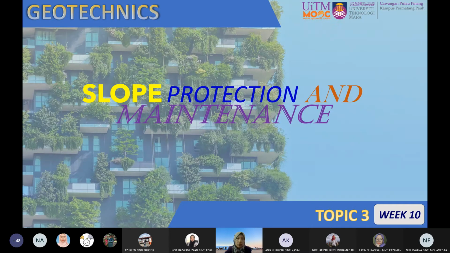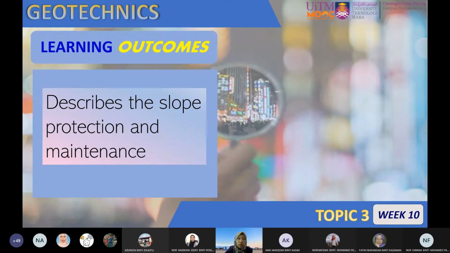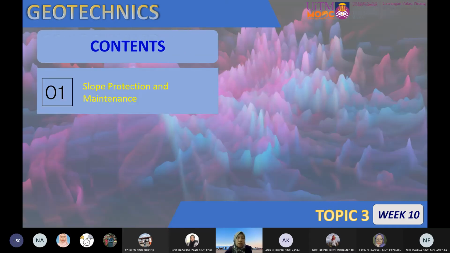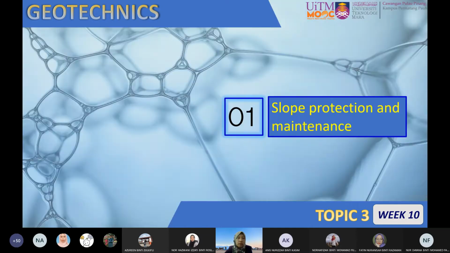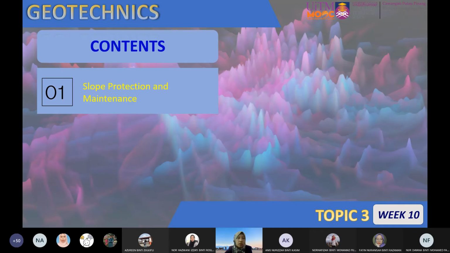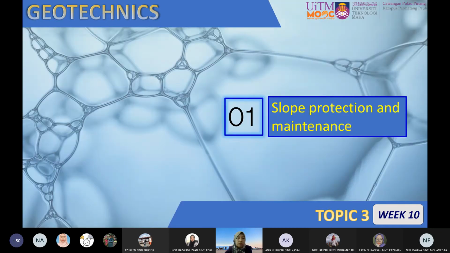Okay, this will be our next subtopic, slope protections and maintenance. The keywords here indicate how to protect and how to maintain our slope after we design it, whether you design for long-term or short-term analysis. The learning outcome of this online topic is that you are able to describe slope protections and maintenance. You will identify a few types of maintenance work and protections. And as you see here, we have only one subtopic, slope protections and maintenance. And we go on to the next one.